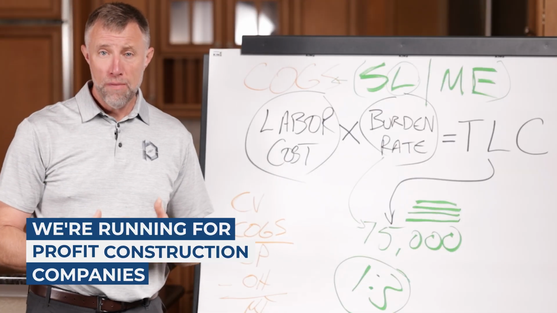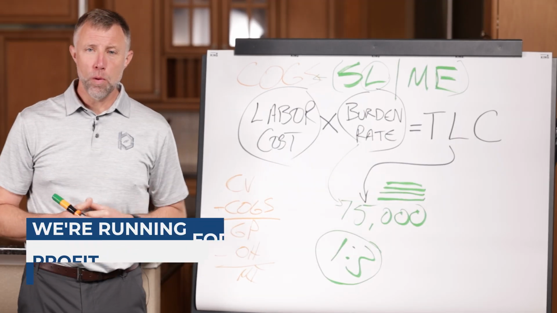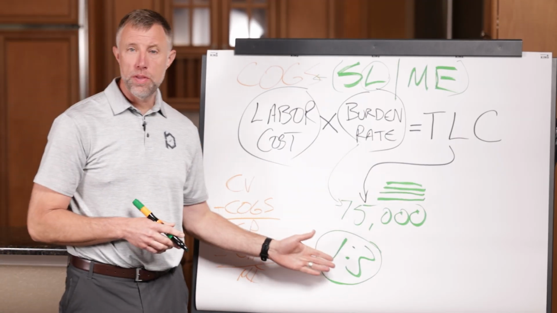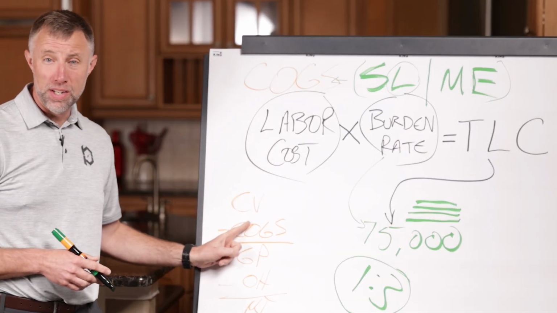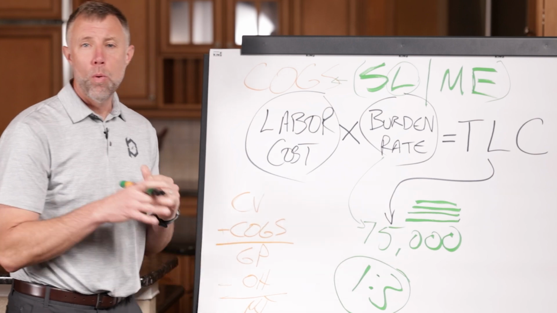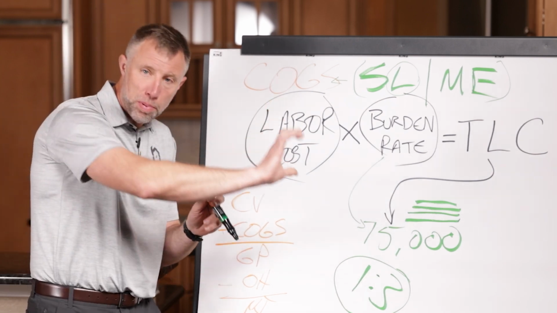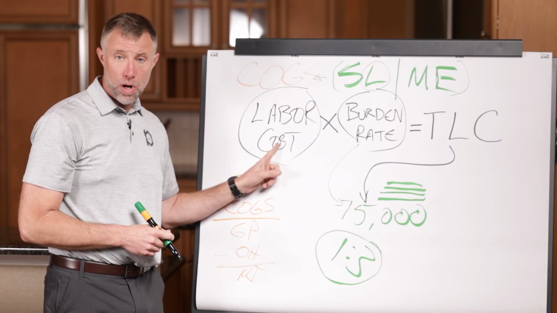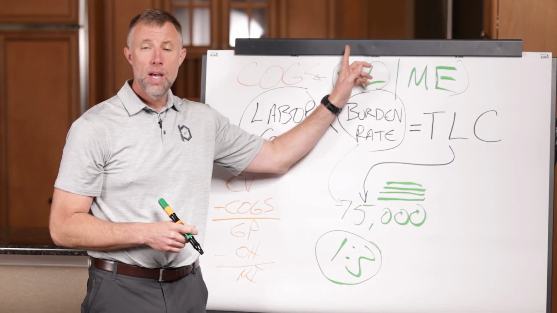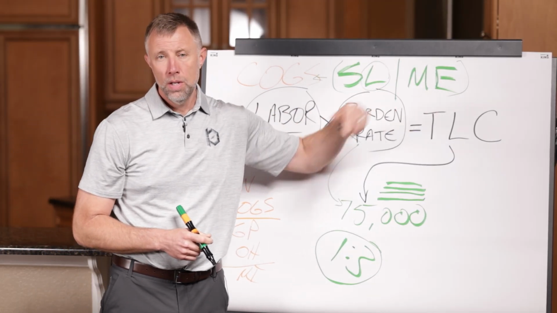Remember, we're not running nonprofits. We're running for-profit construction companies. And in the for-profit construction companies, we want to make sure that there's a yield or a return on this investment. That's why we're doing all this job costing, to see if the job's profitable. But one of the greatest areas that sucks profitability out of the job is not accurately understanding your labor costs that's caught up in your cost of goods: subs, labor, material, and equipment.